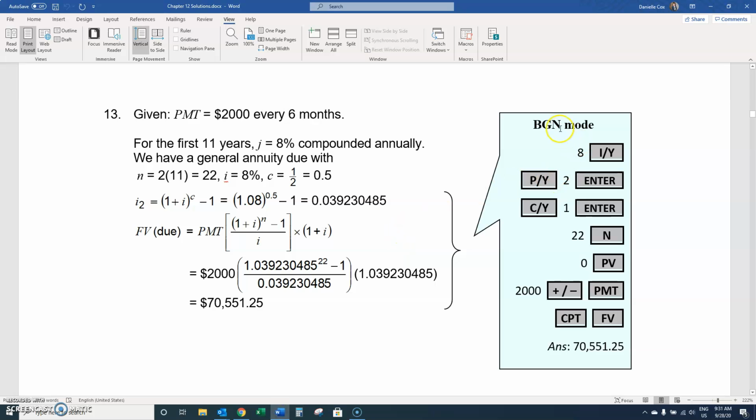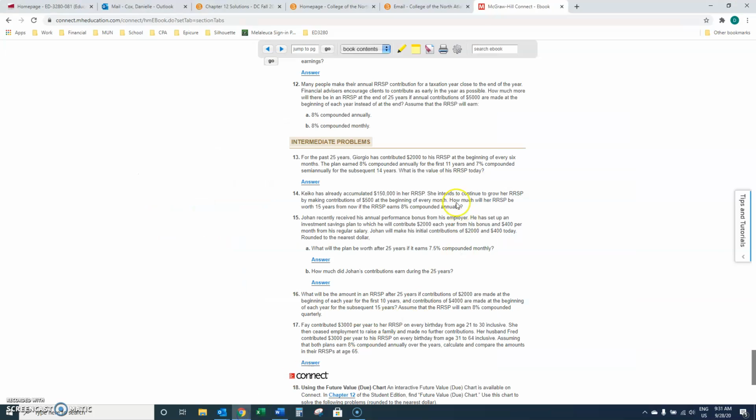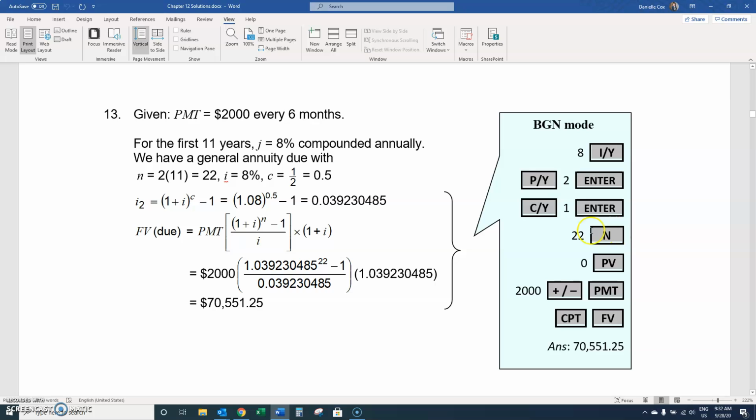So beginning mode, 8 is your interest per year, 2 payments per year, but compounding is annual. The first 11 years, and I think I said that wrong, didn't I? Yes, 11 years, but the payment is twice a year. Compounding was annual. I was mixed up on that one. So the payment is twice a year. So 11 years paying twice a year, there were 22 payments. Always enter 0 here for your present value. The payment was $2,000 every 6 months.